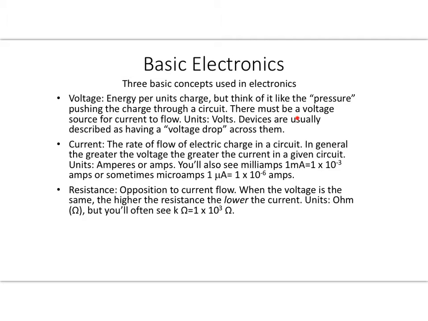There must be a voltage source for any electrical current to flow. The units for voltage make sense, a volt, and when we look at a device in a circuit, we usually say that there is a voltage drop or a voltage difference across the device, and you'll see more about that later. Okay, so the next is current, and this is the rate of flow of electrical charge.